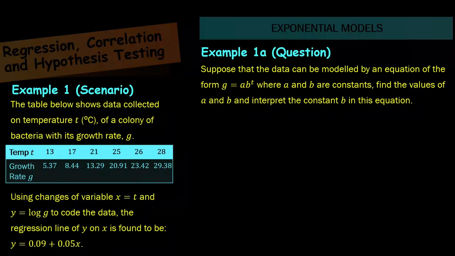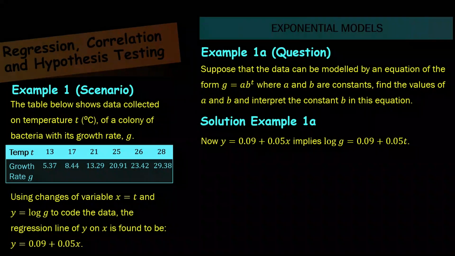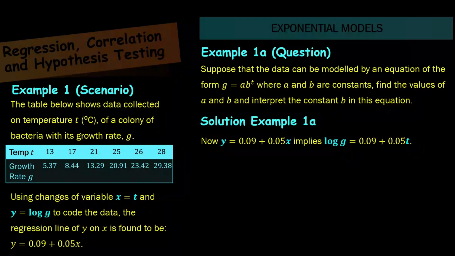Let's take a look at part A first. Suppose that the data can be modelled by an equation of the form g equals ab to the power t, where a and b are constants. Find the values of a and b and interpret the constant b in this equation. So let's solve this. We know that y equals 0.09 plus 0.05x can be written as log g equals 0.09 plus 0.05t. We've simply replaced y by log g and x by t.